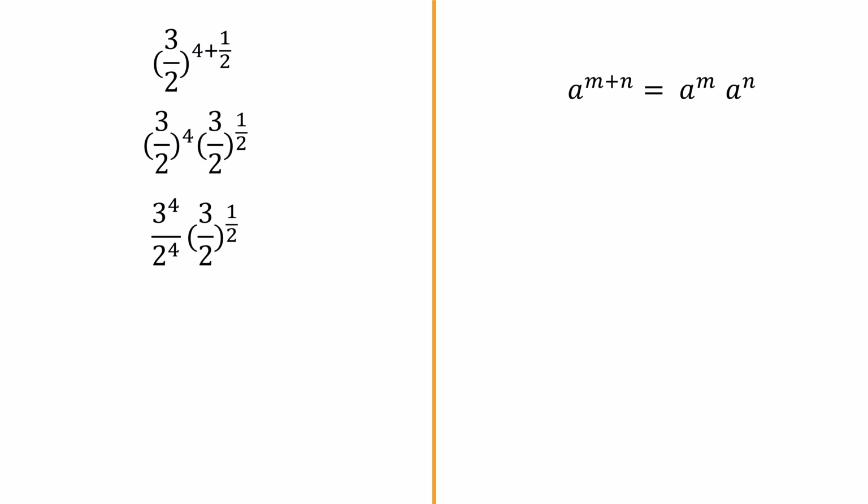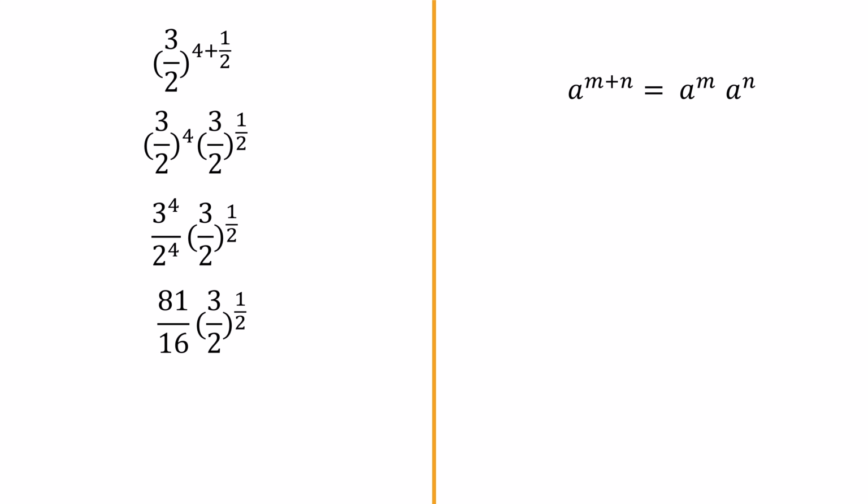And once again, using that rule where we can distribute a power over a fraction, we distribute the 4 over the 3 over 2, and we have 3 to the power 4 divided by 2 to the power 4. And that gives us 81 over 16 times 3 over 2 to the power half. So that's what we have now. Now let's work on the 3 over 2 to the power half.